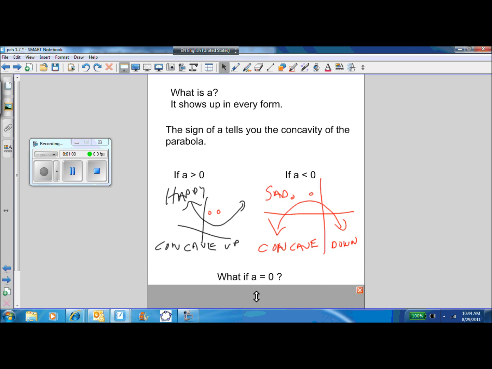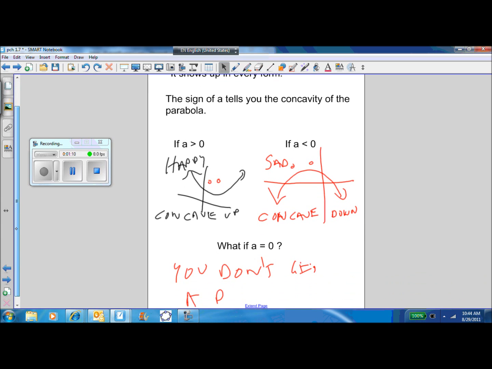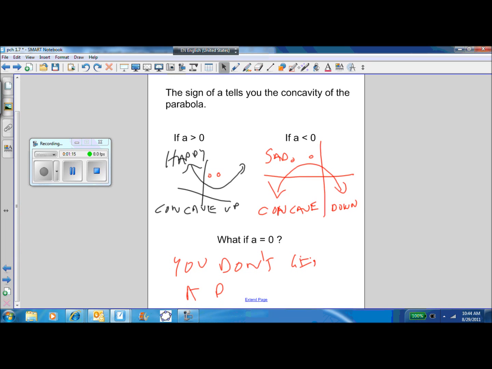What if a equals 0? Well, then you just plain don't get a parabola anymore, do you? What do you get? Well, let me know what you think.